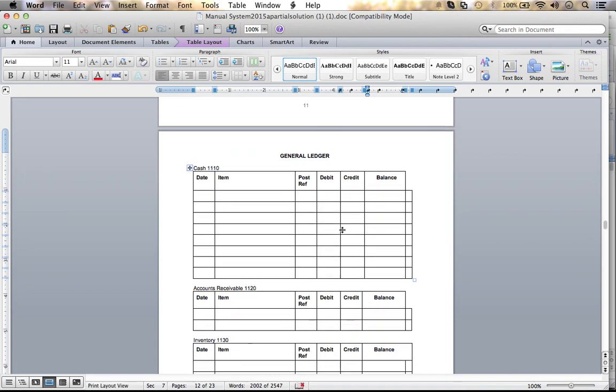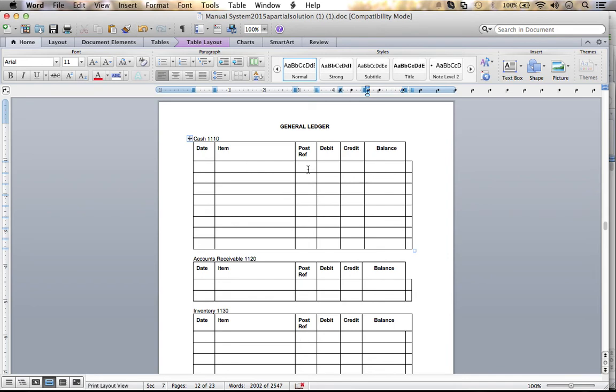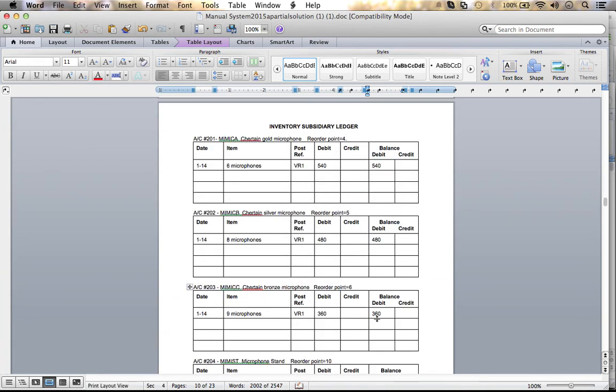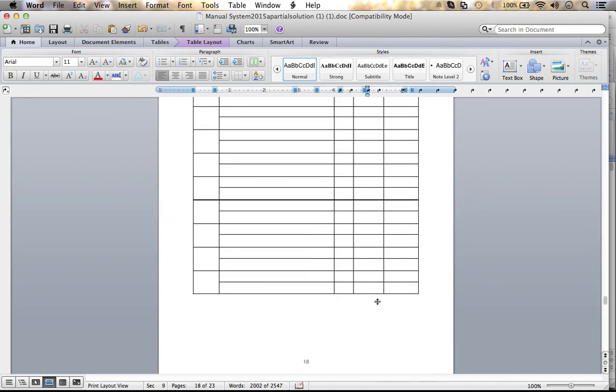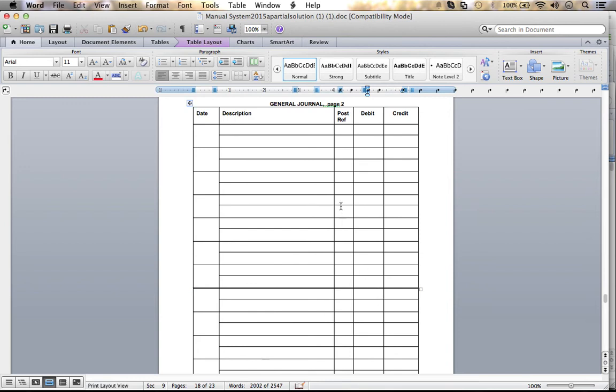Once you've posted to the general ledger, the amounts from these accounts can be copied to the unadjusted trial balance. So I sent you a spreadsheet, and you will record those amounts from each of these accounts. Let's say accounts receivable had 5,000 in it, and inventory had 800. Those amounts would appear on the unadjusted trial balance. Once you finish your unadjusted trial balance, you'll record your adjusting entries in your general journal. That's what that's for. So your adjusting entries will be recorded in your general journal.